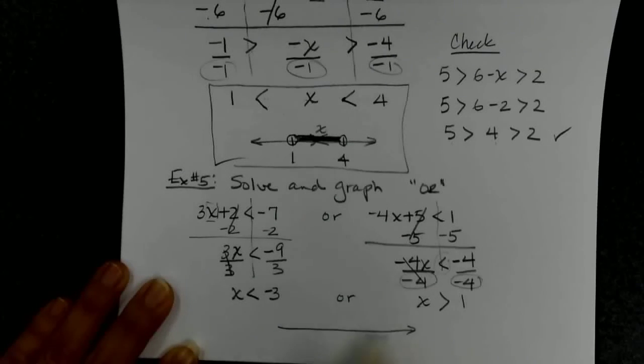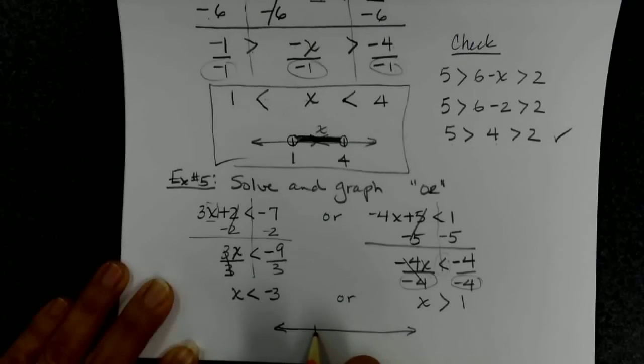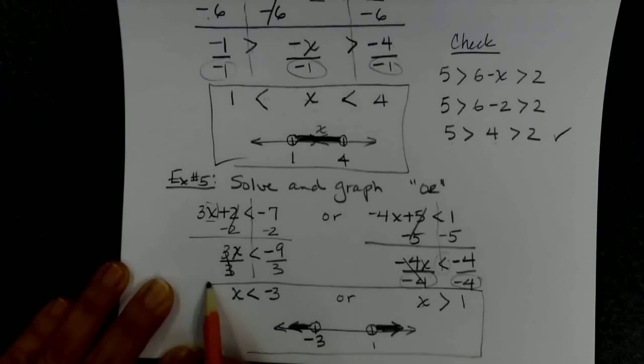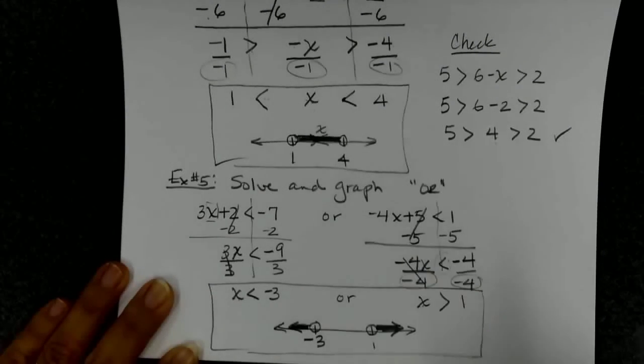And then when we graph, we've got negative 3, I've got 1. x is less than negative 3, so open circle to the left. This one is x is greater than 1, and if you notice, this is an OR because I go in the opposite direction. So this right here is my answer to this inequality.